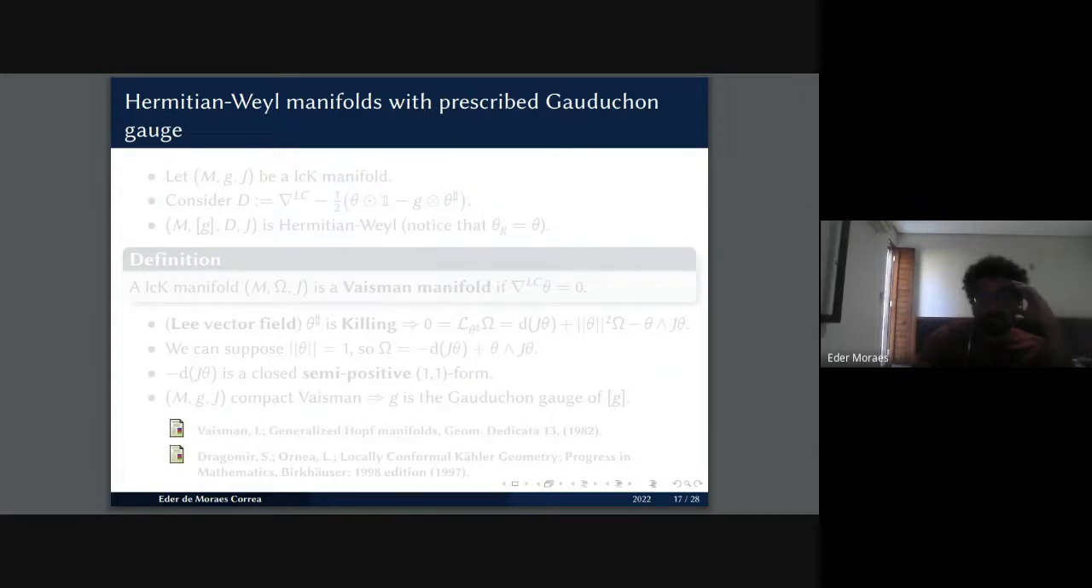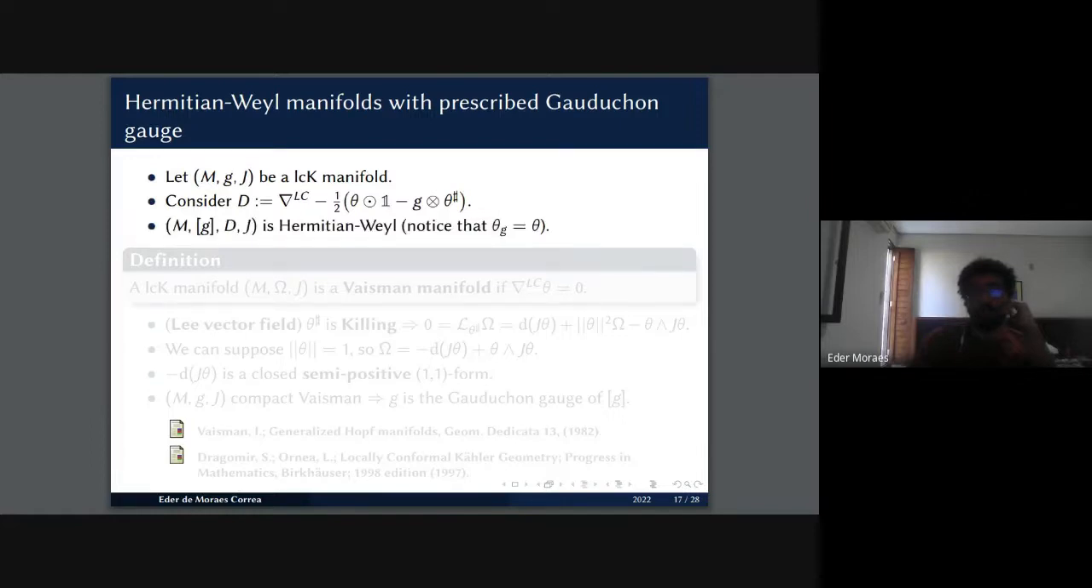Now, for us, it will be important to consider manifolds for which we know what the Gauduchon gauge is, right? So let me give a recipe to obtain Hermitian Weyl manifolds with a prescribed Gauduchon gauge. If we start with an LCK manifold, we can construct an affine connection, which is in fact a Weyl connection when we consider the conformal class of the LCK metric which we started with. So starting with an LCK manifold, we can construct a Hermitian Weyl manifold by taking as the Weyl connection the connection defined this way, right? For this Hermitian Weyl manifold, the Higgs field coincides with the Lee form, right?